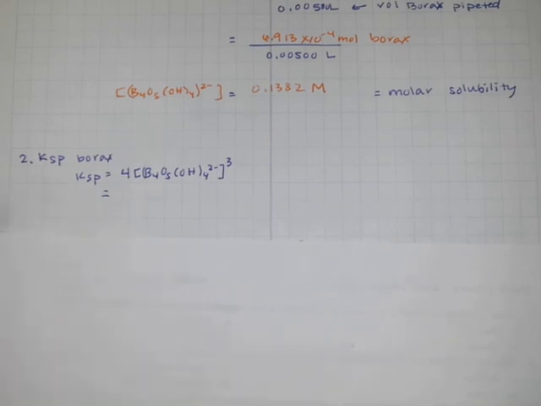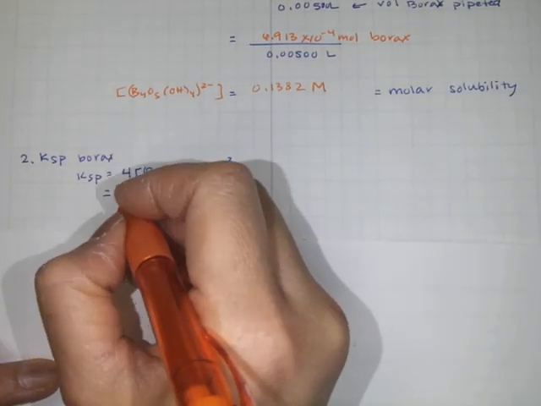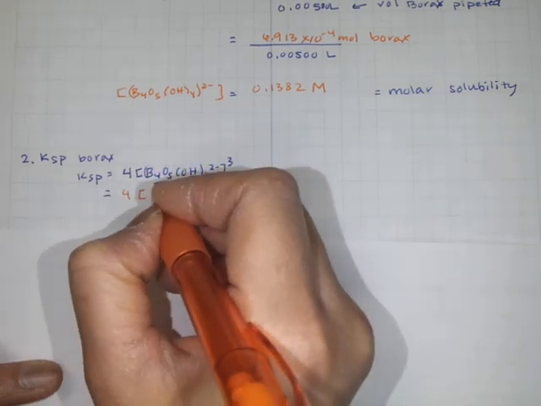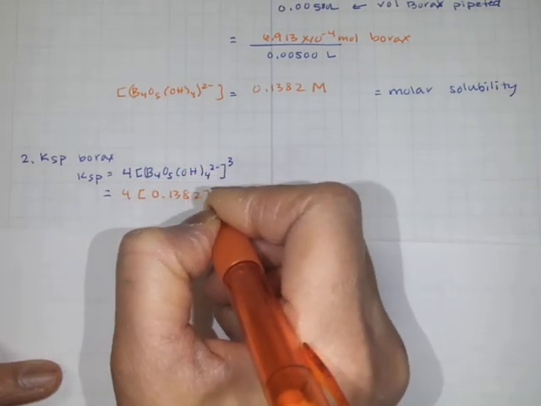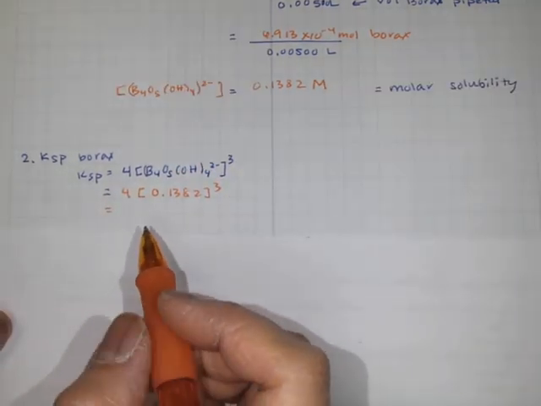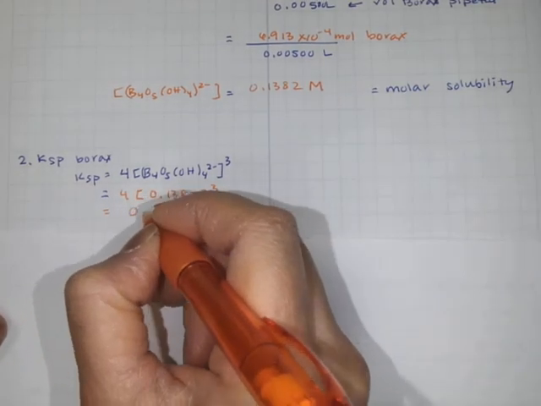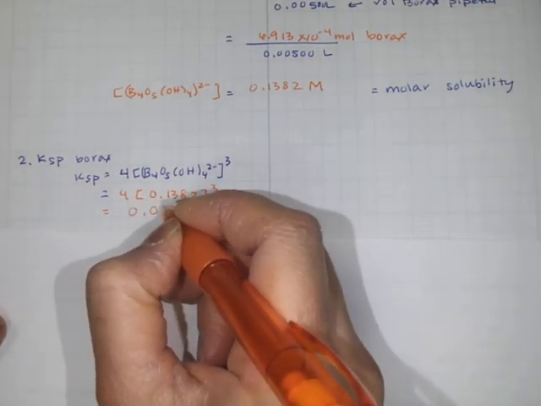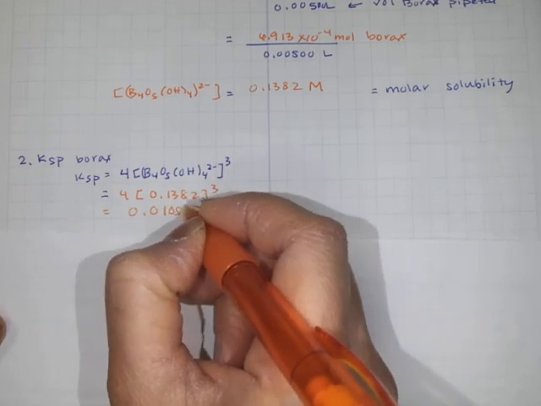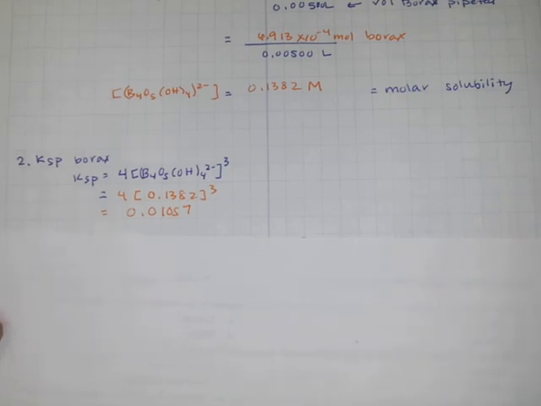Part of the calculations is determining the solubility product, which is the Ksp. The Ksp of borax is 4 times the concentration of borax cubed. So we have 4 times 0.1382 cubed. And you just want to remember your order of operations, so this gets cubed and then multiplied by 4. You should get 0.01057-ish. Okay, so that's going to be your Ksp.